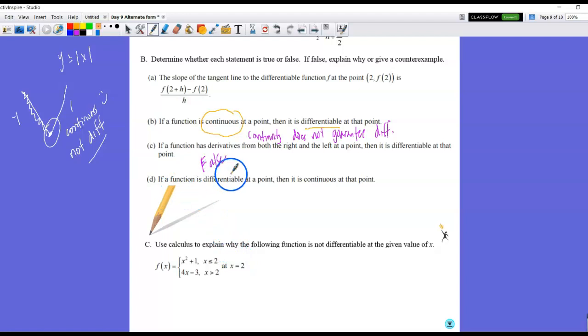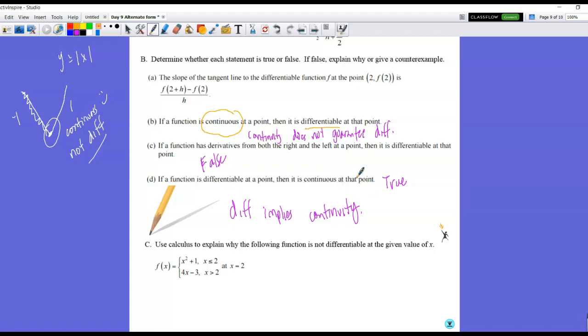And then finally, if a function is differentiable, has a derivative at a point, then the function is continuous. That is true, because remember, if a function is not continuous, then there's no derivative. So if the function does have a derivative, then the function has to be continuous. So differentiability implies continuity. So if a function has a derivative, the function is continuous at that value, but not the other way around.